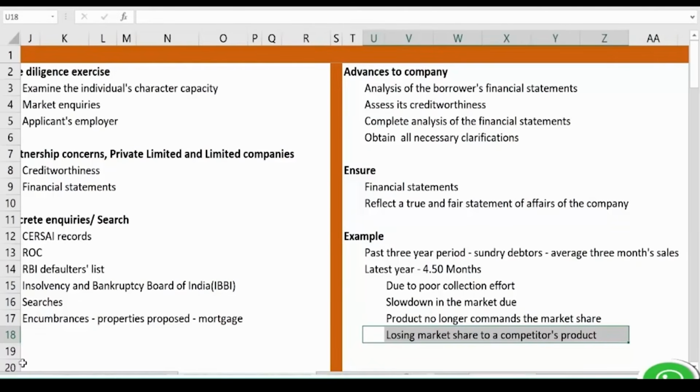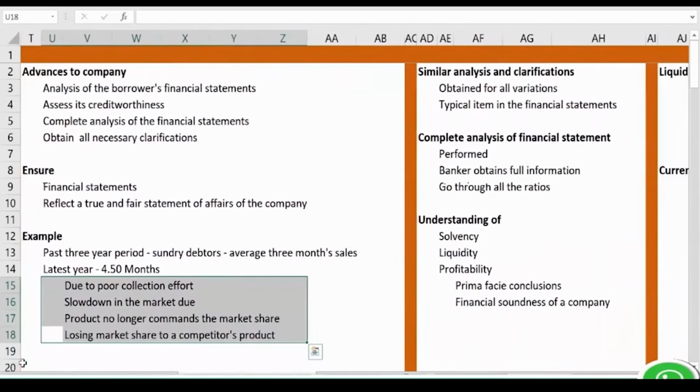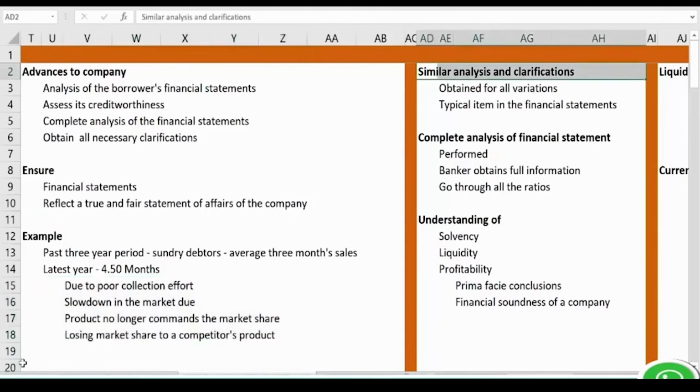All this have to be understood by the banker, because they are lending for their customers' business activities, and if business is going to slow down, it will eventually affect the banker as well. That's why we say there should be a complete analysis of borrowers' financial statements. Okay, so not only for this, similar analysis and clarification should be obtained for all variations. Wherever typical items are noticed, for all those items clarification should be obtained. Okay, that's why we say complete analysis of financial statement should be performed.